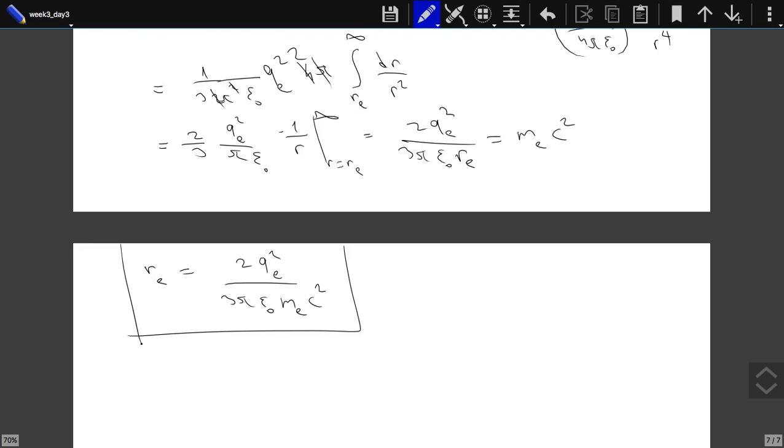At least in this model, we assume that all of the mass of the electron is due to its self-energy, due to the electrostatic energy. It's just a model, which unfortunately doesn't work. Well, you see, there are a couple of problems.